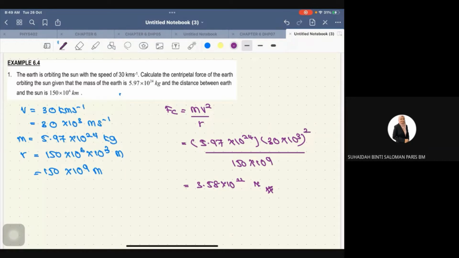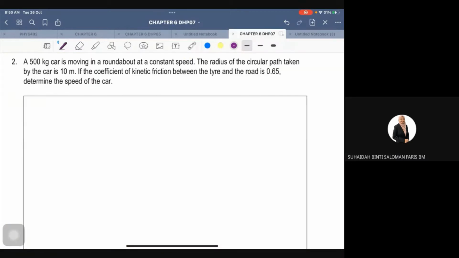Okay, so kalau tak ada, saya pergi kepada soalan yang seterusnya, yang mana soalan seterusnya kita akan discuss. Okay, kita akan apply, awak akan nampak fungsi apa jadi kalau centripetal force awak kosong, and siapa yang menyebabkan boleh contribute kepada FC.